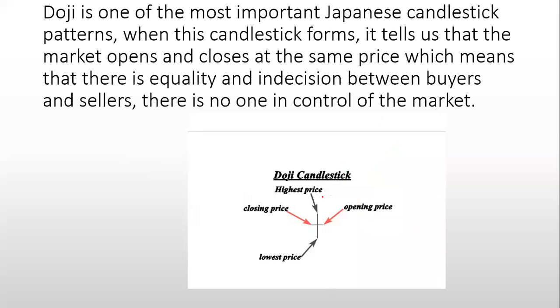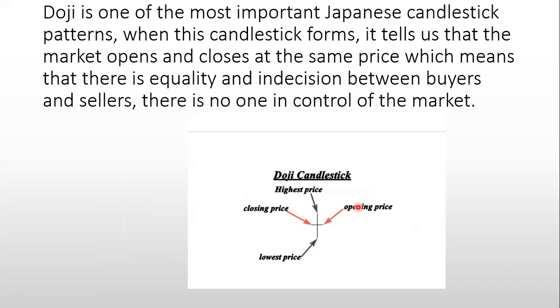So we talk about the doji candlestick. The doji candlestick is also a Japanese candlestick. It tells us that the market opens and closes at the same position. If you look at the diagram, you can realize that we have the closing price and the opening price at the same level, and it shows that whatever the buyers are doing is the same as what the sellers are doing. So there's equality over here. No one is in control of the market. So with this, it could also tell where the market would move next.